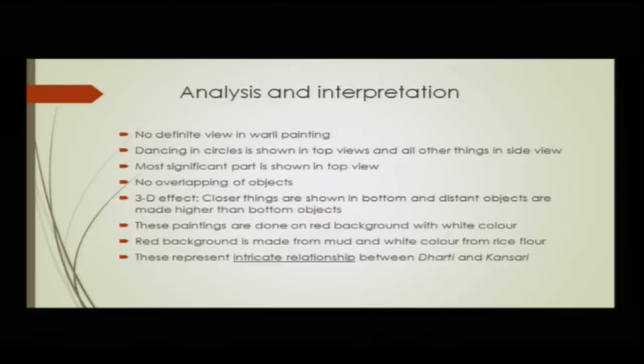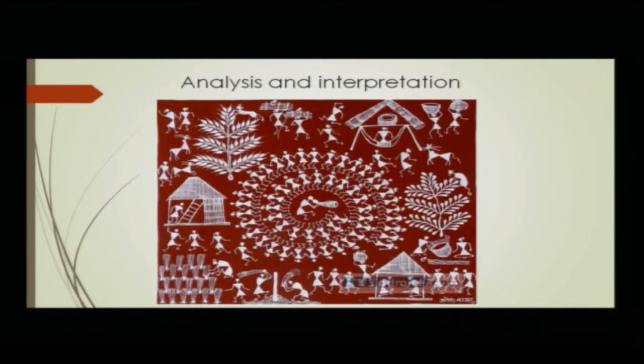After that, the second point which one can see is that there is no overlapping of objects. The sense of depth is introduced in this painting from the sense of height. The lowest part in the painting is generally the closest to the viewer, and the topmost part in the painting is farthest from the viewer. So this is how the 3D effect is given in Warli art.